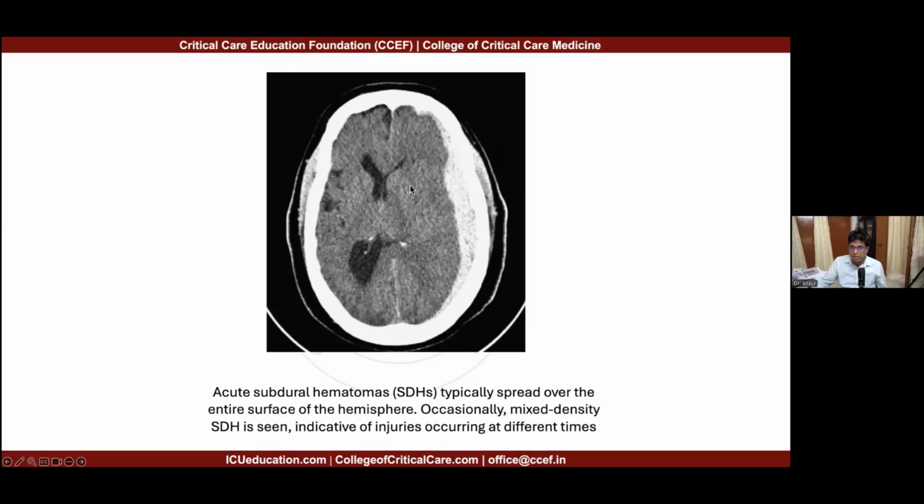So always try to figure out whether it is acute, subacute, or mixed. The characteristics of an SDH is that it can expand very rapidly or it can expand slowly, but EDH expands very rapidly. Also, the prognosis of SDH is a little low or worse than the EDH, because EDH is very easy to identify and easy to treat.